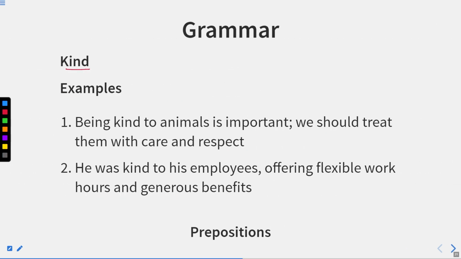We have a word kind. Kind is an adjective, so we use kind to. Being kind to animals is important, we should treat them with care and respect. Kind to means when someone is kind towards another. He was kind to his employees. It means he was kind when he is with his employees, or you can say that he shows kind behavior with his employees, offering flexible work hours and generous benefits.